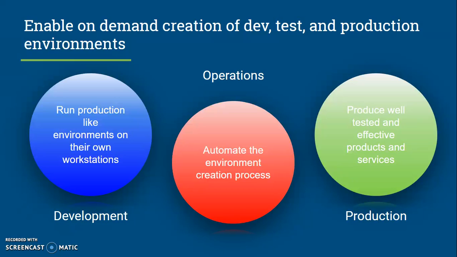In operations, we need to automate the environment creation process so that we can create environments that will allow us to thoroughly test code and make sure that it is fully operational. And in production, we need to produce well-tested and effective products and services. Using this method in development and operations should make production pretty simple because we should be delivering well-tested products and services before they even roll to production.